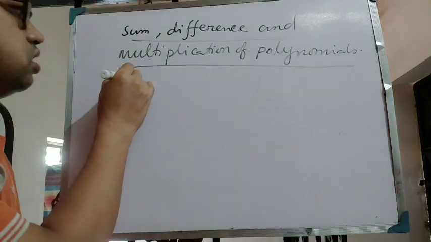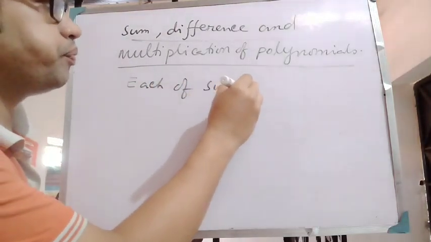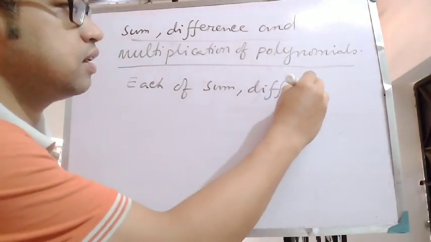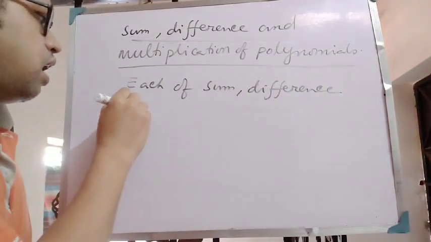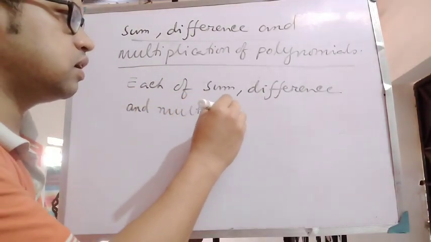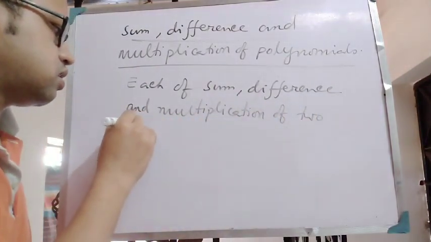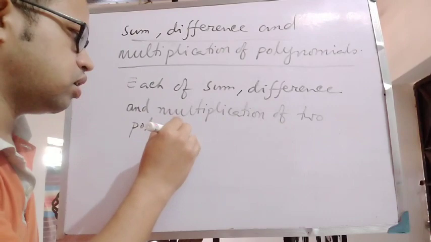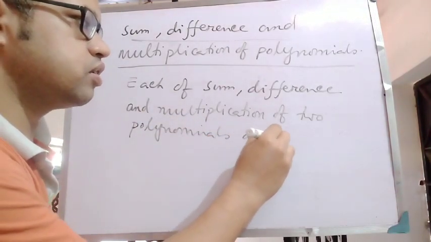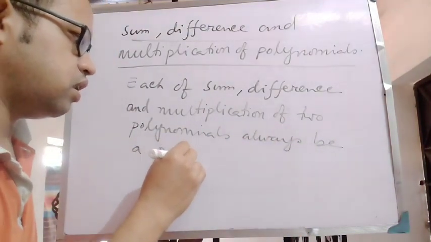So remember that each of the sum, difference and multiplication of two polynomials will always be a polynomial.